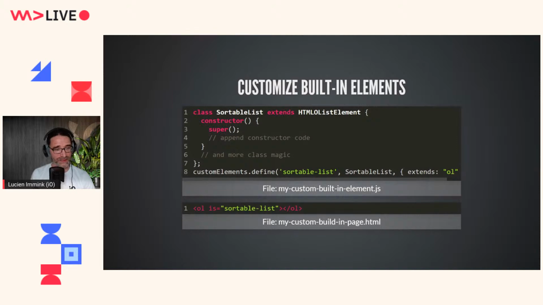And to use it, instead of using sortable list, you need to point to the ordered list itself and tell it that it is a whatever you have made of it. So in this case, it is a sortable list. But this also means that if you extend an element, but somebody for some reason doesn't have your custom element implementation, it will still show the ordered list. So you automatically have a fallback.